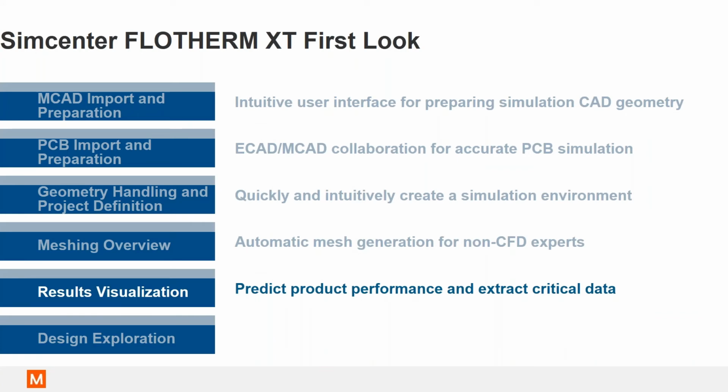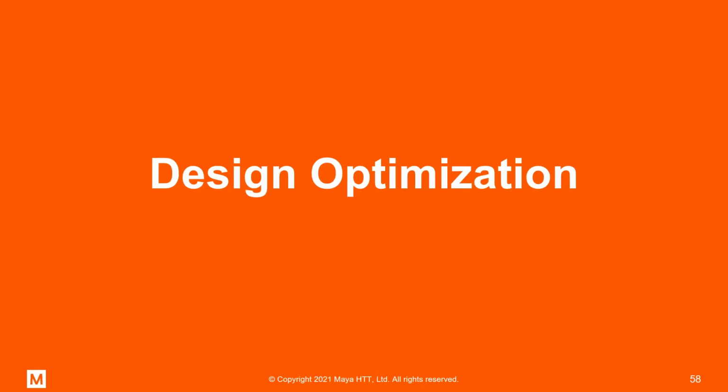To summarize, we can create plots to highlight key thermal performance metrics on the electronics. We can use numerical data comparatively to guide design decisions, and we can identify thermal bottleneck areas, just like we saw in this case. In this case, it was a heatsink which can be improved. The design can be improved. So by visualizing the results in FlowTherm XT, we can predict product performance and extract critical data on our electronics. So the holy grail of any simulation is going to be design optimization.